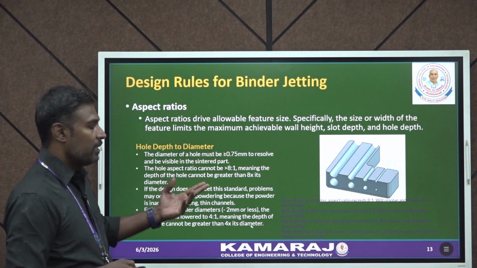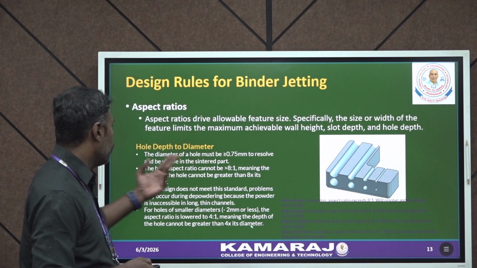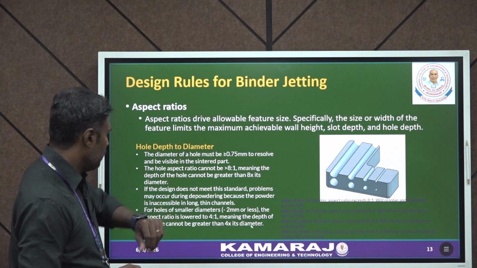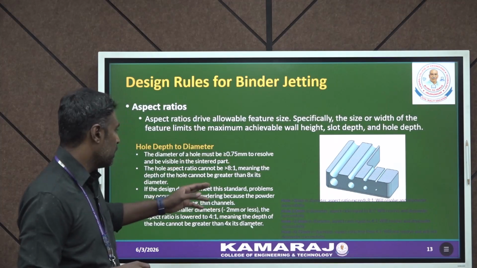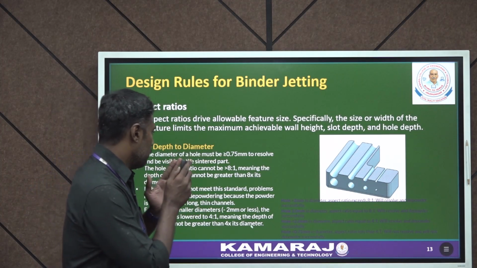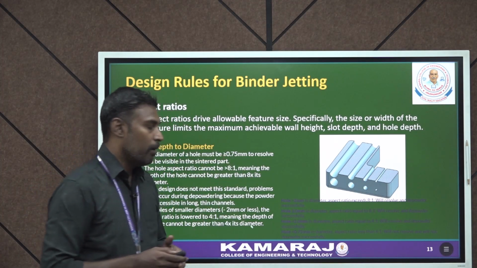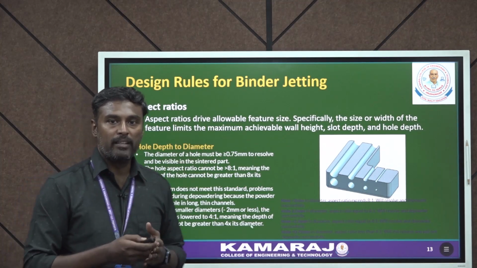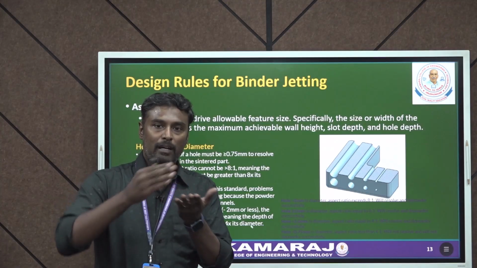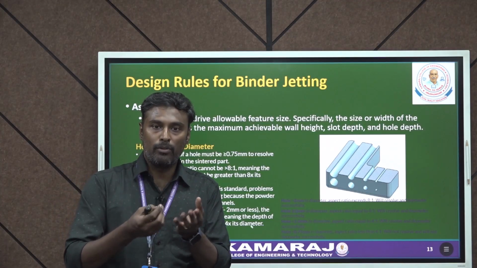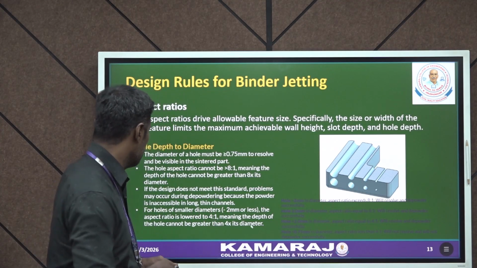And likewise, a similar process is applicable to the hole depth to the diameter. So here also you have to maintain proper holes, that is, the hole should be greater than 0.75 mm, or else the holes cannot be printed. At the time of the printing stages, the holes may overlap each other, and it can't produce fine, accurate holes.